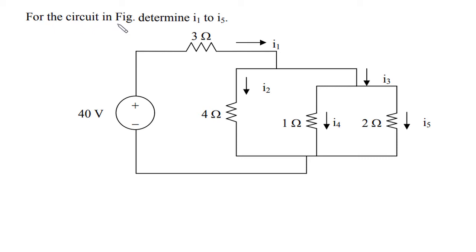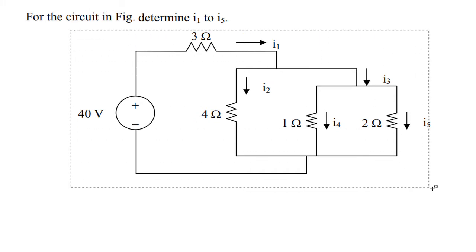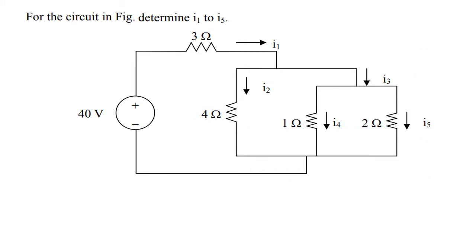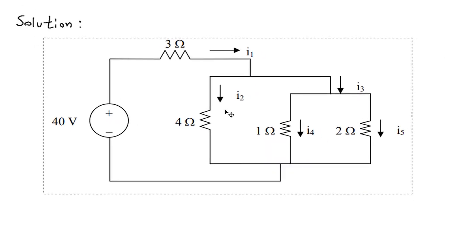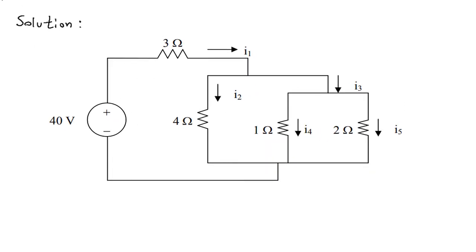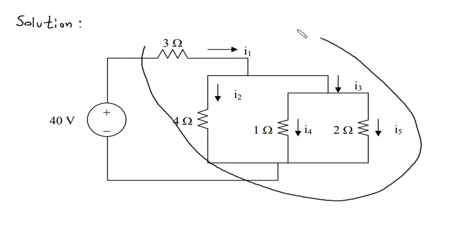For the circuit in figure, determine I1 to I5. Solution. First we will redraw the circuit. Then we will find its equivalent resistance Req.